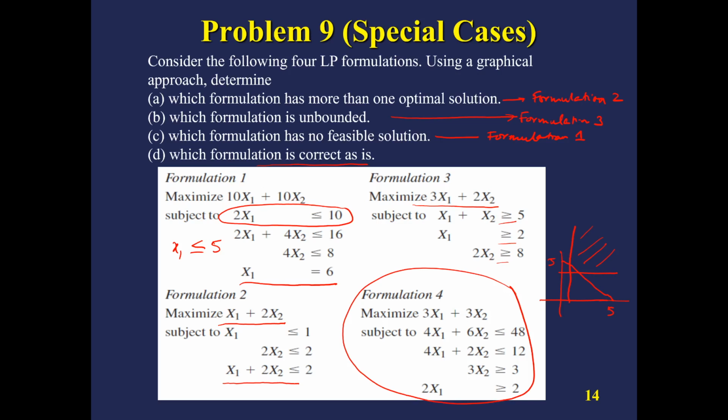By the way, a formulation where we have multiple optimal solutions, which is formulation number 2, is also correct. I think there is no problem with that. The problem is with formulation 1, because it has no feasible solution, and formulation 3 is also having a problem because some constraint is missing. It is unbounded. Formulation 2 is also correct, but it has a special case of multiple optimal solutions.